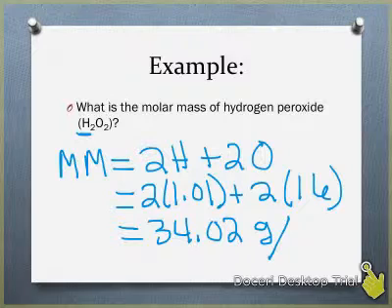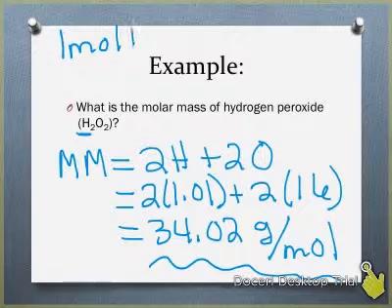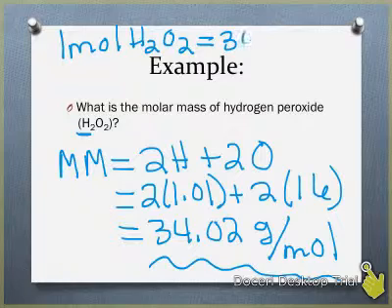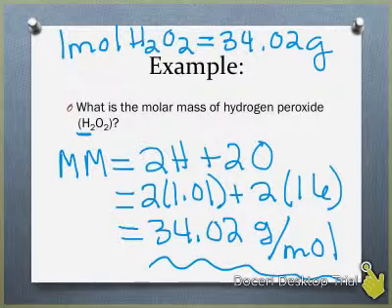Grams per mole. This is molar mass, which means that if I have 1 mole, it's going to have a mass of 34.02. Honestly, what we're doing right now is making our conversion factor. Now that I have my molar mass, I can write a conversion factor. If I have 1 mole of H2O2, I should have 34.02 grams. I just made my conversion factor, didn't I? Both sides of those are going to be equal to 1. They just have a different unit.